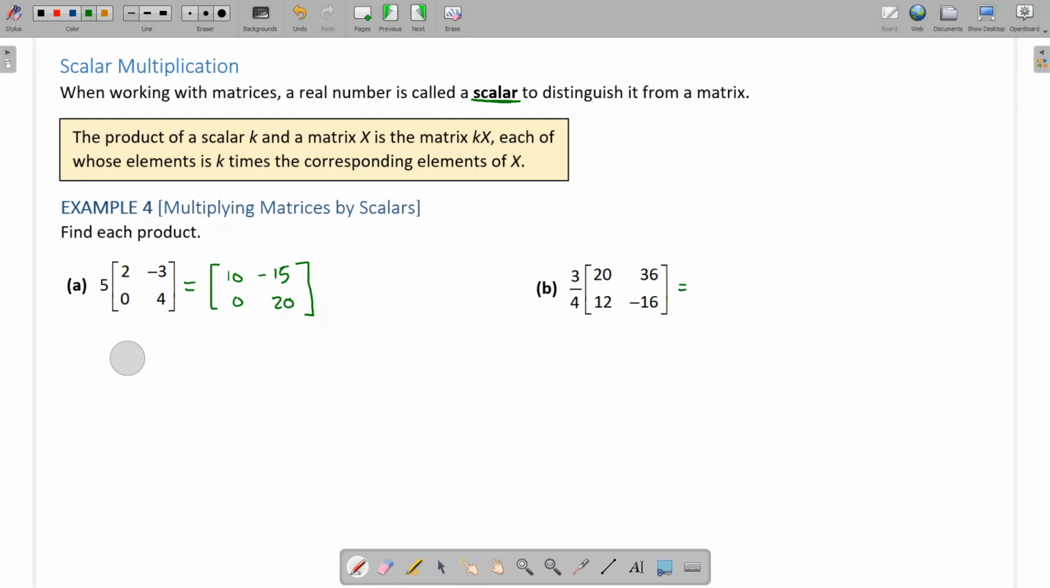You can do it with any type of number, so fractions will work as well. So if we take 3/4 times 20, the 4 will cancel with the factor of 4 in the 20, so you'll get a 5 here. 5 times 3 is 15. 3/4 times 36, again, divide 36 by 4, you get 9, times the 3 is 27. 3/4 times 12, divide the 12 by 4, you get 3, multiplied by 3 is 9. And then 3/4 times negative 16, divide negative 16 by 4, you get negative 4, times the 3 is negative 12. Now, with scalar multiplication, it doesn't matter what the dimension of the matrix is. You can always perform scalar multiplication no matter what.